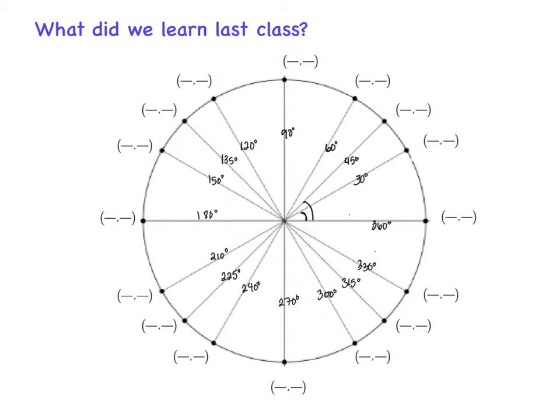So the entire thing is 2 pi. Half of it is 1 pi. Half of that half is pi over 2 at 90 degrees. Half of that half of half is pi over 4.